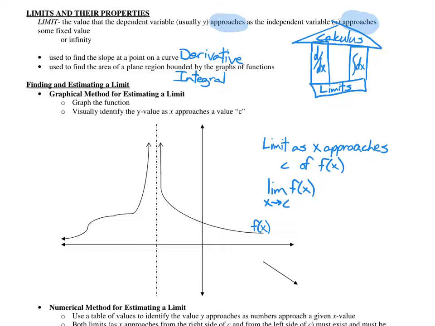Depending on what that value of c is will determine what the limit is approaching. So let's say c was right here. You look at your graph and you identify, in this case, there's actually a point that the graph is going through when x equals c. So you can just look at the y coordinate, and that's the y for that value of c. So we could say the limit as x approaches c of f of x is whatever that y value is.